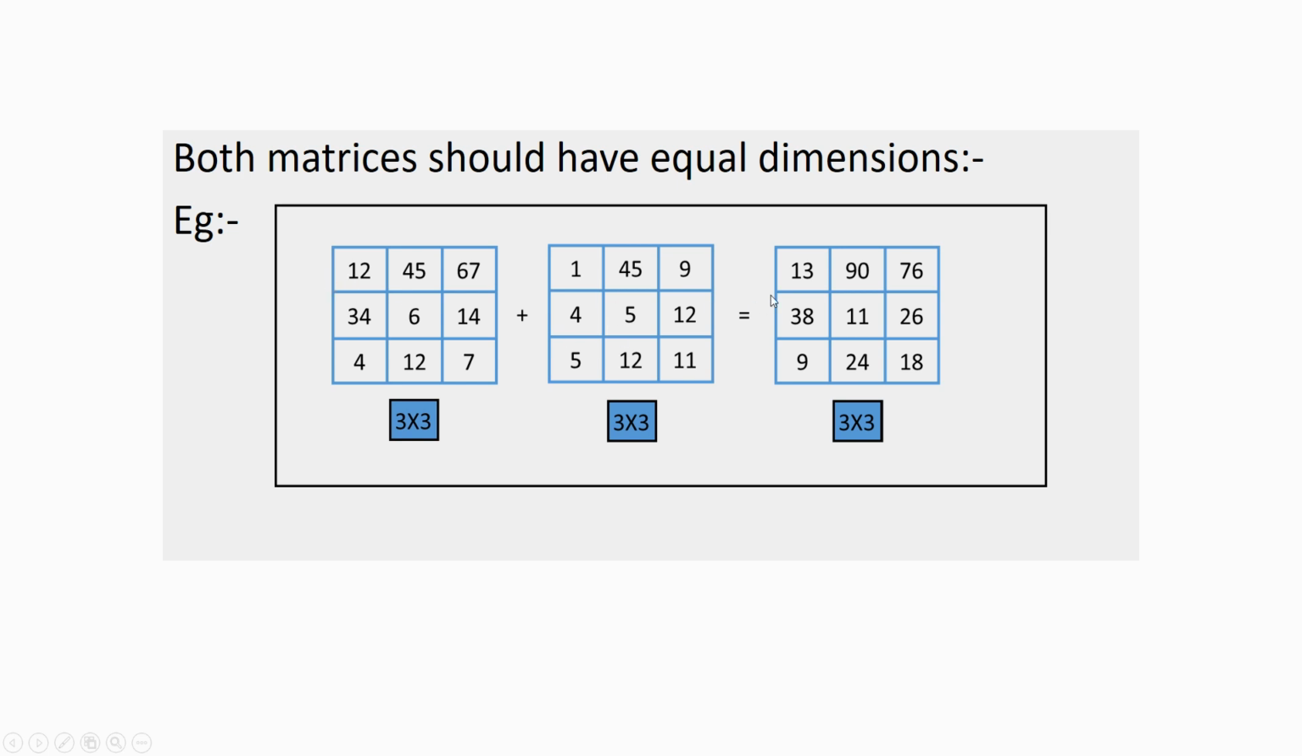So 12 plus 1 is 13, and then the first row, second column, that is 45, we will add with the first row, second column of the second matrix. So 45 plus 45, that is 90, and then 67 plus 9, that is 76. So we just need to add the elements of their appropriate positions of both the matrices. So 34 plus 4: this is the second row, first column. We will add it with the second row, first column of matrix 2. So 34 plus 4, that is 38, and so on. So this is what we are going to achieve.